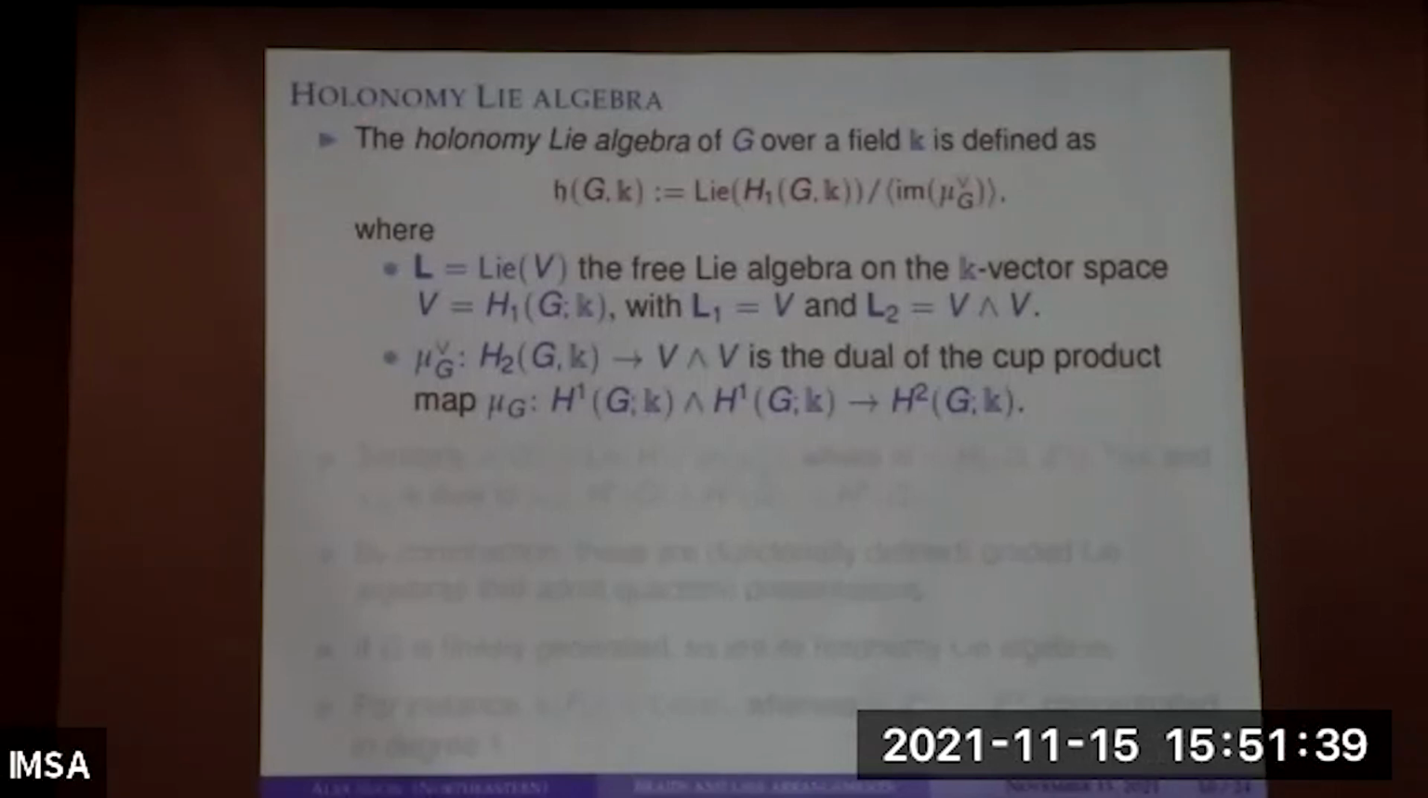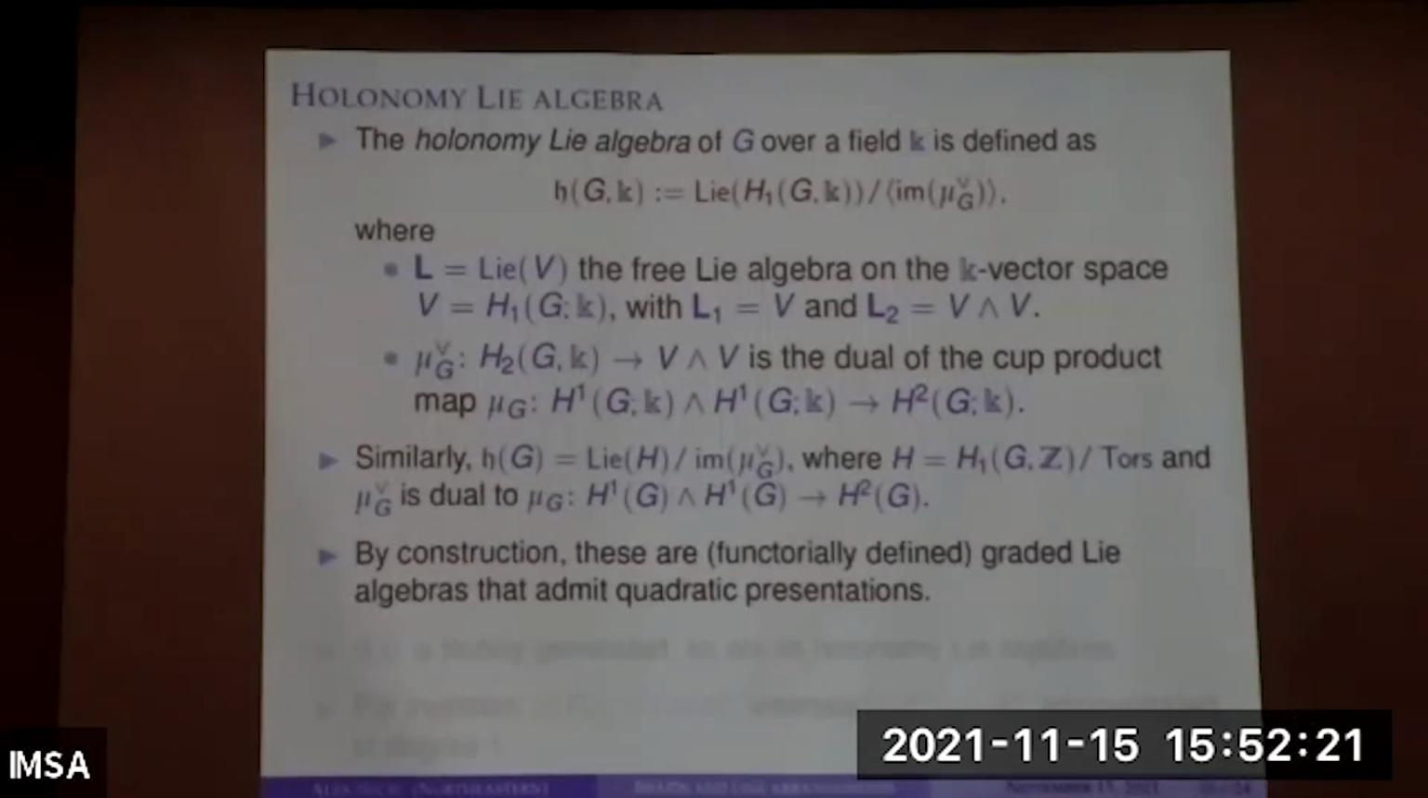And now remember this cup product map kappa, from H1 wedge H1 to H2. You take the dual, the transpose basically, of this map, and then you get a map from H2(G,K) to V wedge V, which sits inside L2. So you can take the ideal generated by the image of this. Okay, so that's the holonomy Lie algebra. It's a very simple construction, basically just a linear algebra construction. It doesn't use differential calculus or complicated iterated brackets.